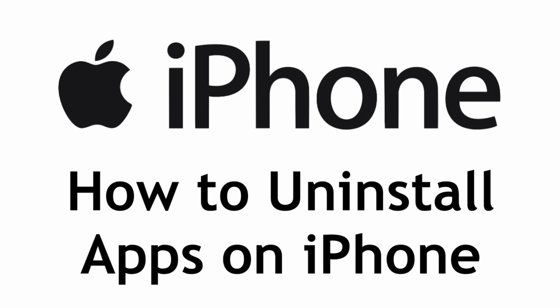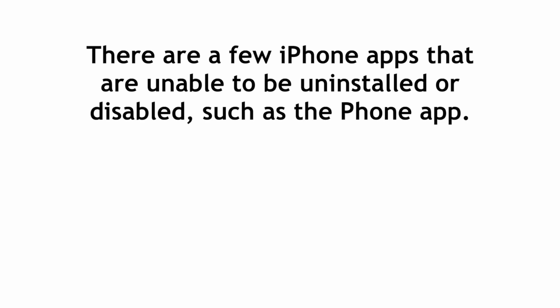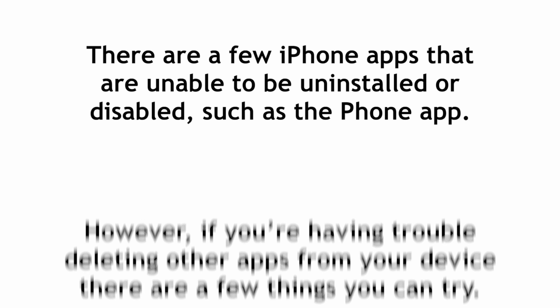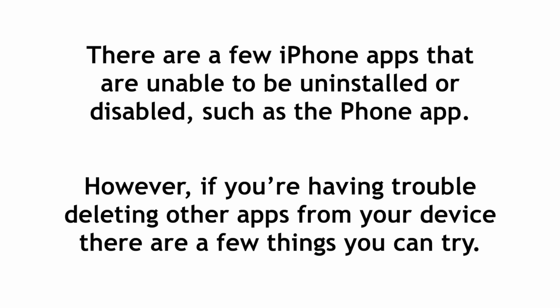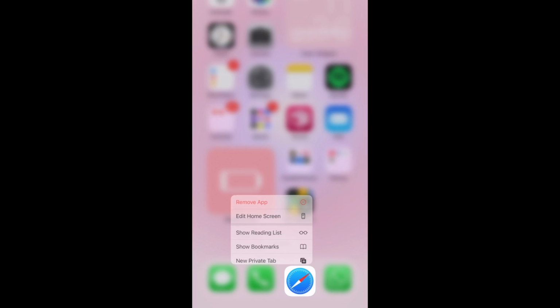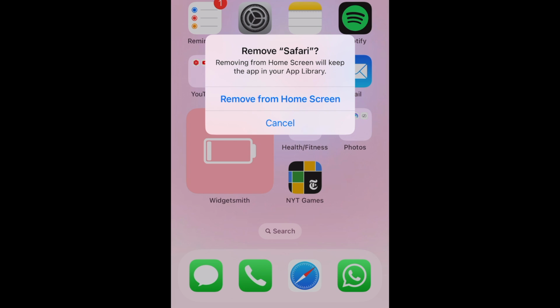Now let's get started. There are a few iPhone apps that are unable to be uninstalled or disabled, such as the Phone app. However, if you're having trouble deleting other apps from your device, there are a few things you can try. If you don't see the option to remove any app from your iPhone, you may have accidentally disallowed deletion of apps in your settings.